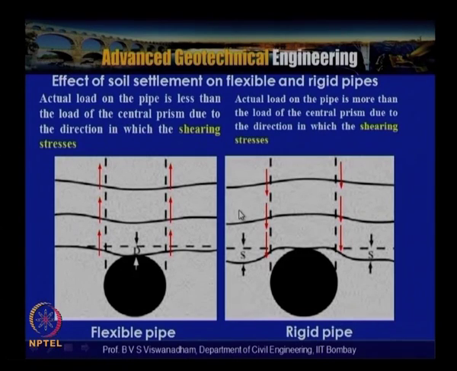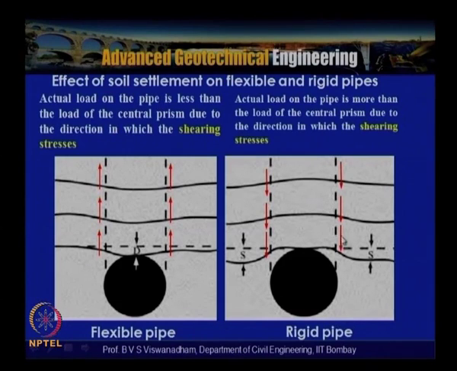is the external prism on the left hand side, and this is the external prism on the right hand side, and this is the internal prism. It can be seen that these shear stresses are acting downward and imposing the load on the pipe. In this case, because the pipe is settling more than the surrounding soil, there is a resistance offered from these external prisms on the left hand side and right hand side in case of a flexible pipe. So, the actual load on the pipe is less than the load on the central prism due to the direction in which the shear stresses are acting.